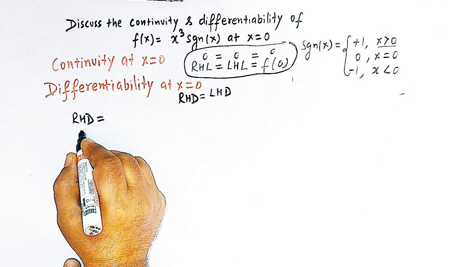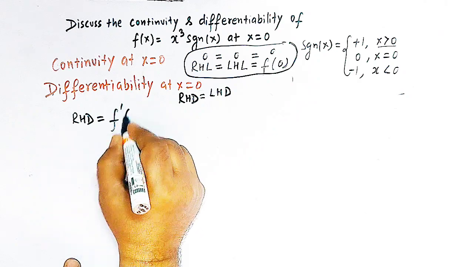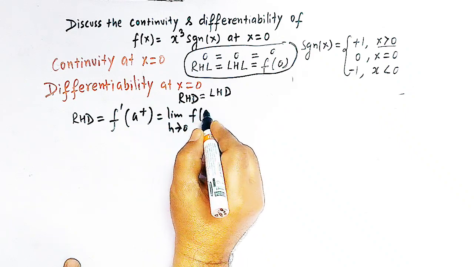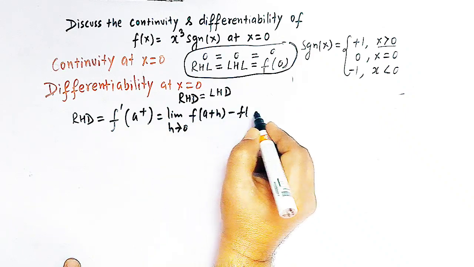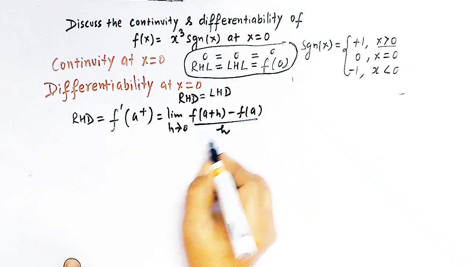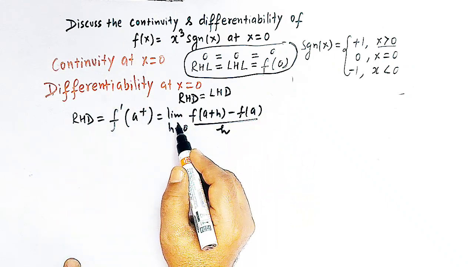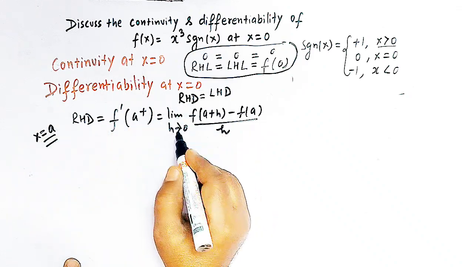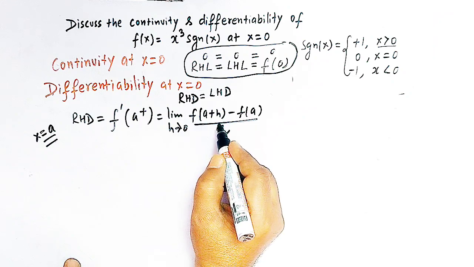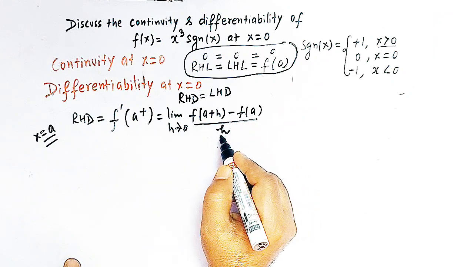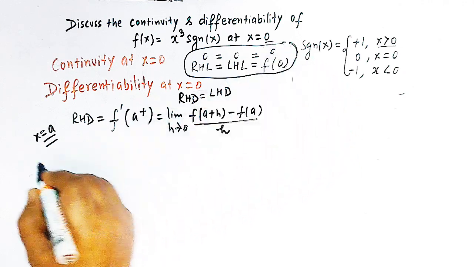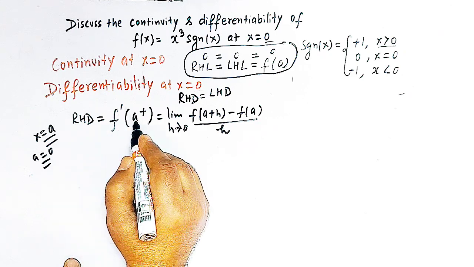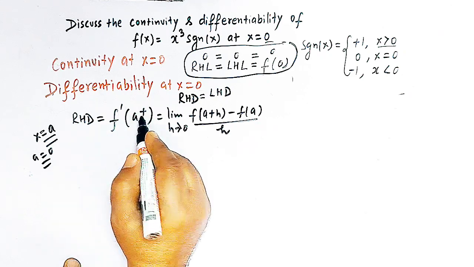So the right hand derivative is defined by this limit, that is limit h tends to 0 of f of a plus h minus f of a, divided by h. So the right hand derivative of the function at some point x equal to a is defined by this limit, and here the value of a is 0. The notation for a right hand derivative is f prime of a, and here we put a positive sign.